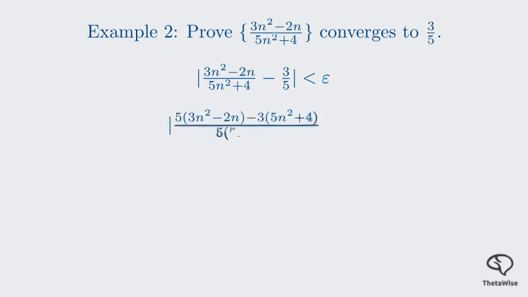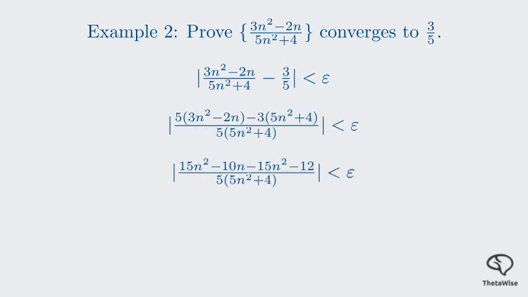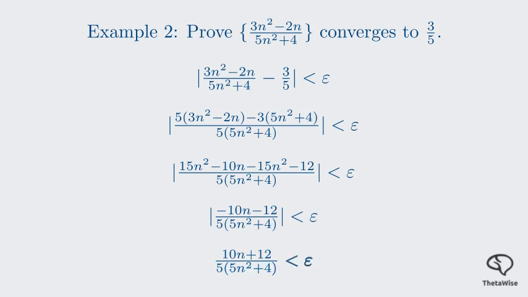We find a common denominator and simplify, which gives us the absolute value of negative 10n minus 8 all over 5 times n squared plus 4. Since n is positive, 10n plus 12 and 5n squared plus 4 are both positive, so we can drop the absolute values. We get 10n plus 12 over the denominator is less than epsilon. This inequality is not easy to solve directly for n.